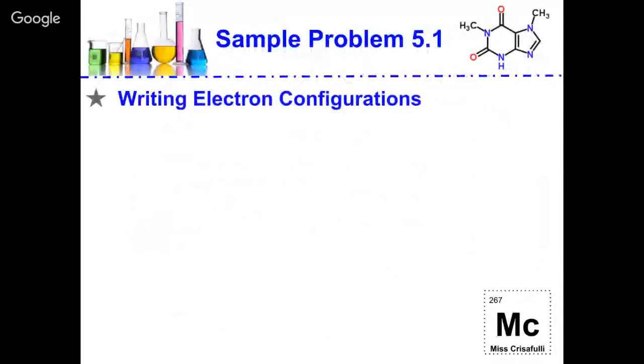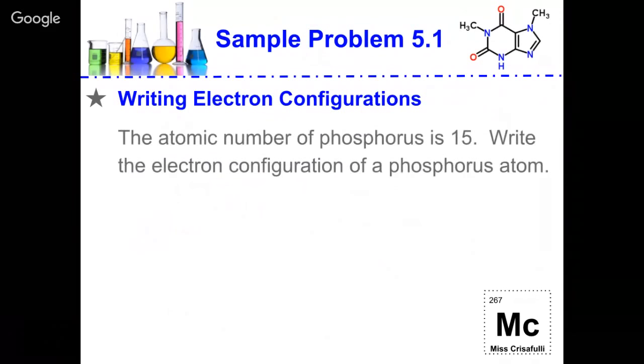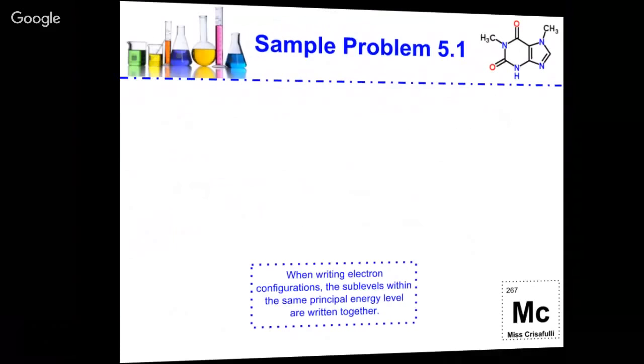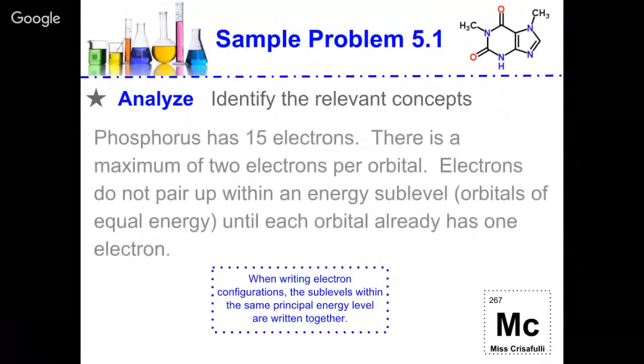So let's look at a sample problem, 5.1 from your textbook, writing electron configuration. The atomic number of phosphorus is 15. So we're going to write the electron configuration of a phosphorus atom. First, we're going to analyze. We're going to identify the relevant concepts that we need in order to do this problem. We know that phosphorus has 15 electrons.